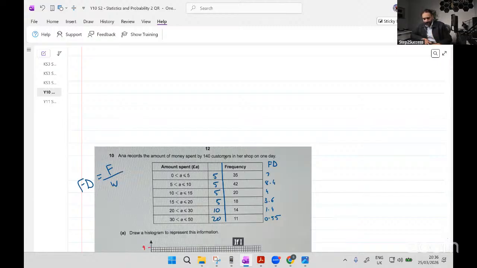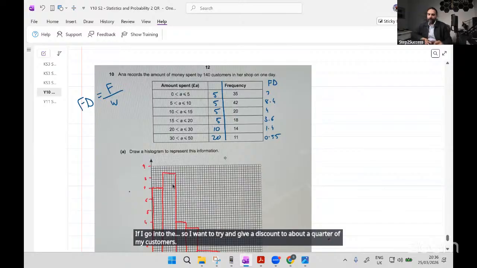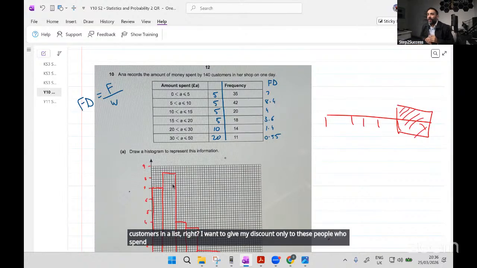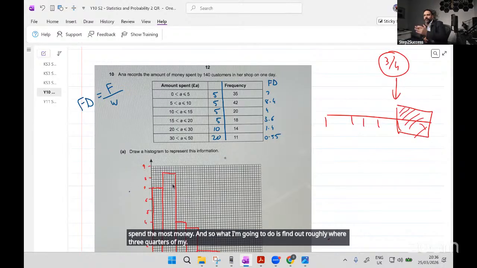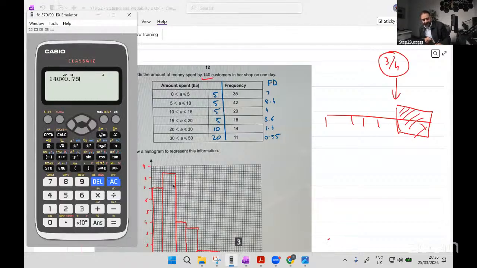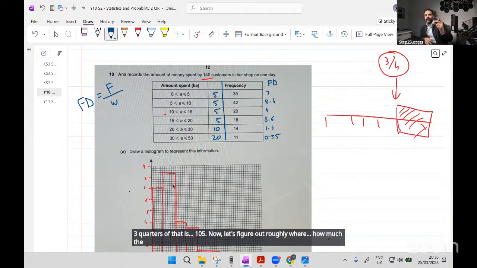So what I would say is that I want to try and give a discount to about a quarter of my customers, right? So I need to find out the quarter that spend the most, okay? So if you imagine my customers in a list, I want to give my discount only to these people who spend the most money. And so what I'm going to do is find out what value is at roughly three quarters of my data. So there's 140 customers. Three quarters of that is 105. Now let's figure out roughly how much the 105th customer spends.